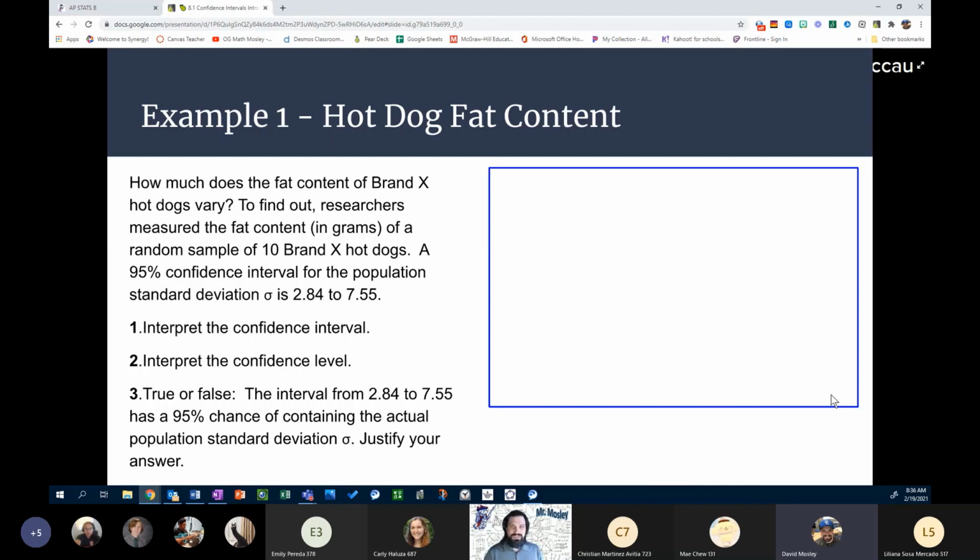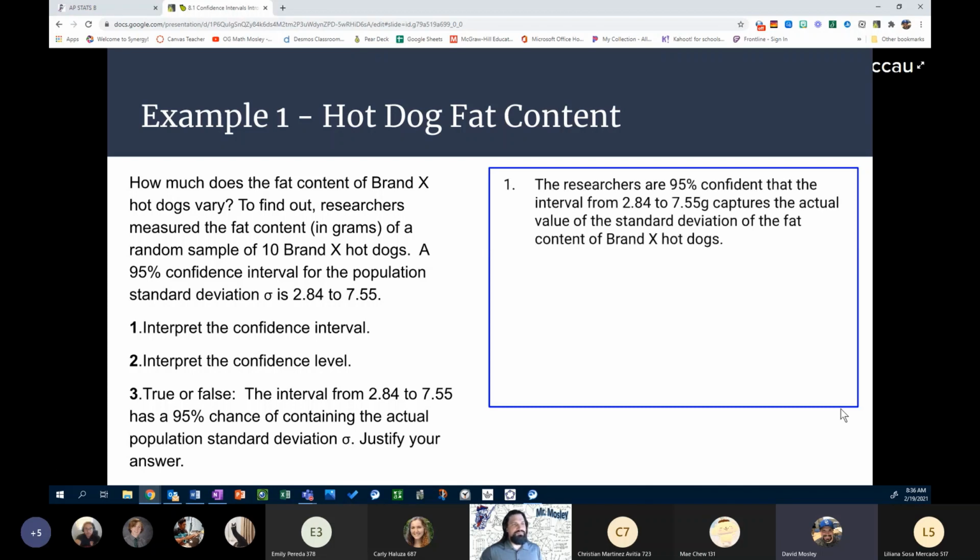Question number 2 is interpret the confidence level. And the third one is deciding if this statement is true or false, that the interval from 2.84 to 7.55 has a 95% chance of containing the actual population standard deviation sigma. And we'll see a justification for the response to that. All right, so in question number 1, interpreting the confidence interval.